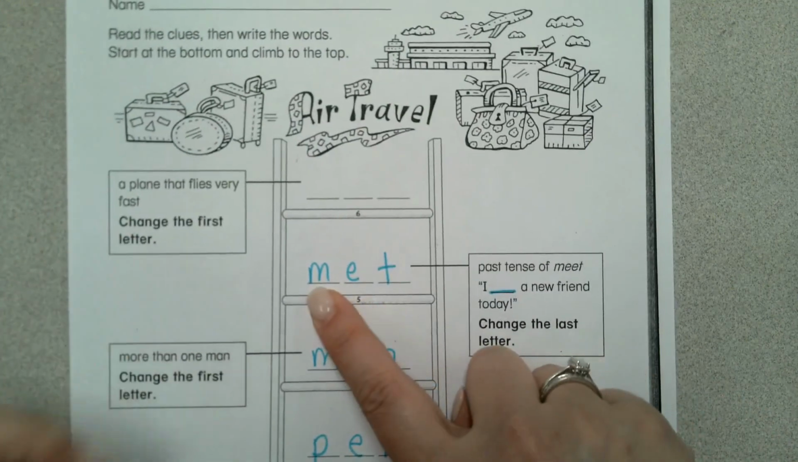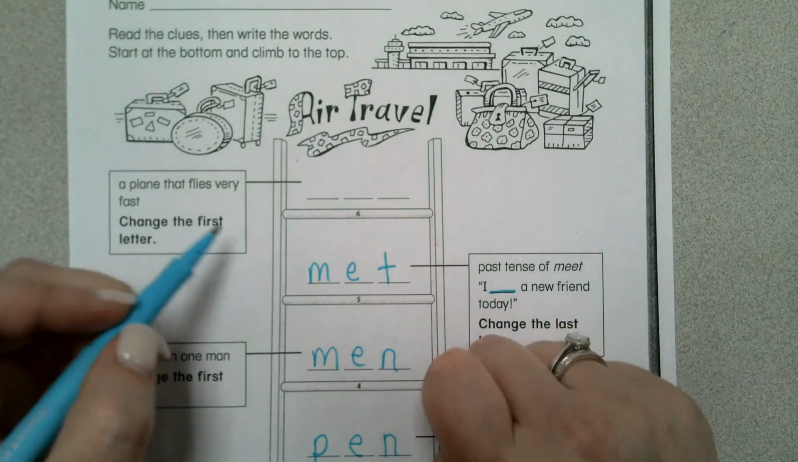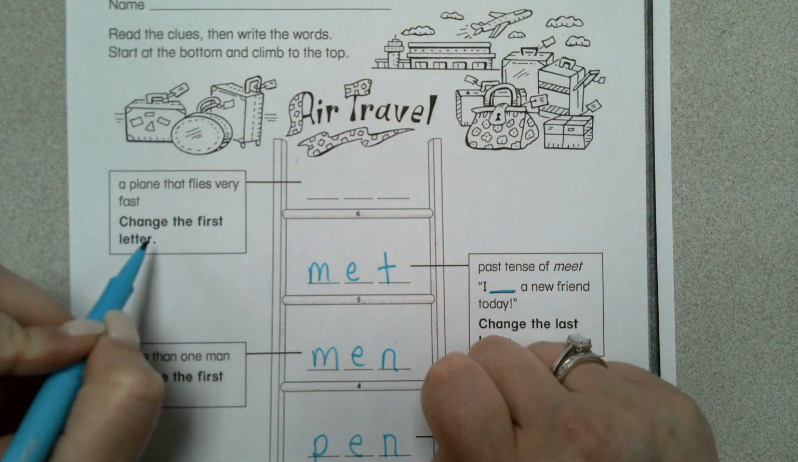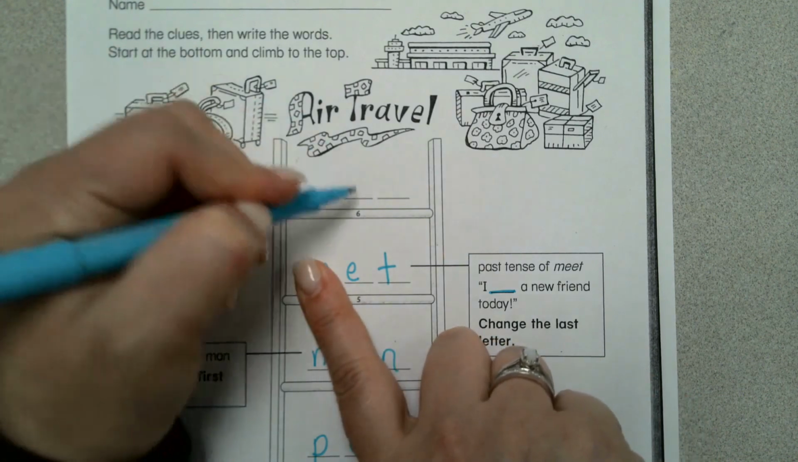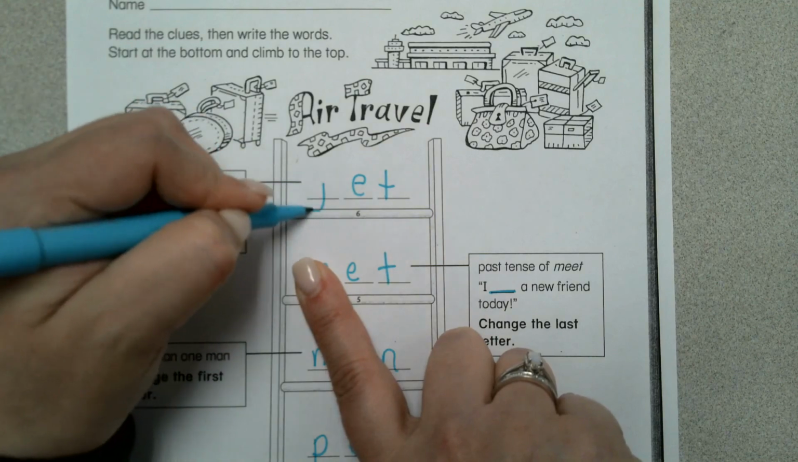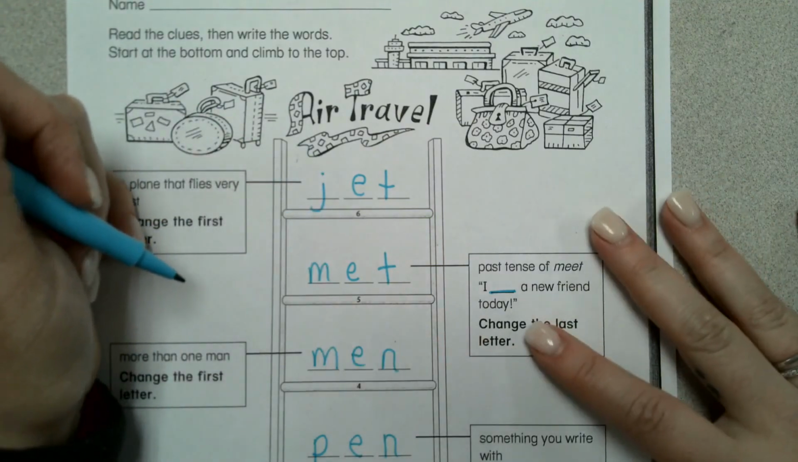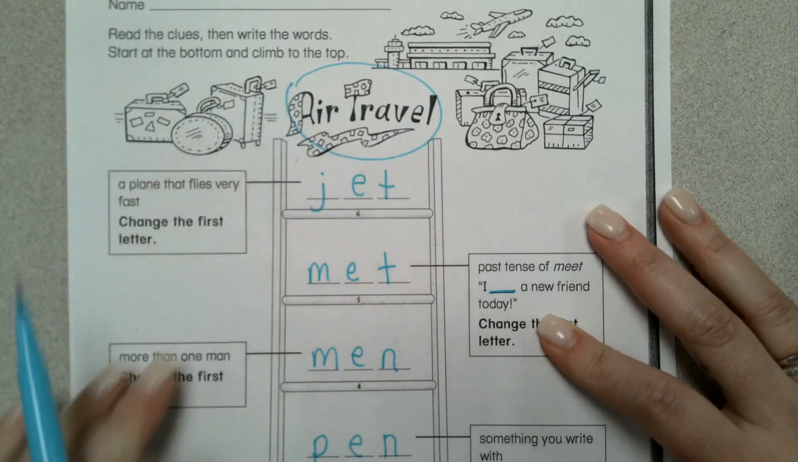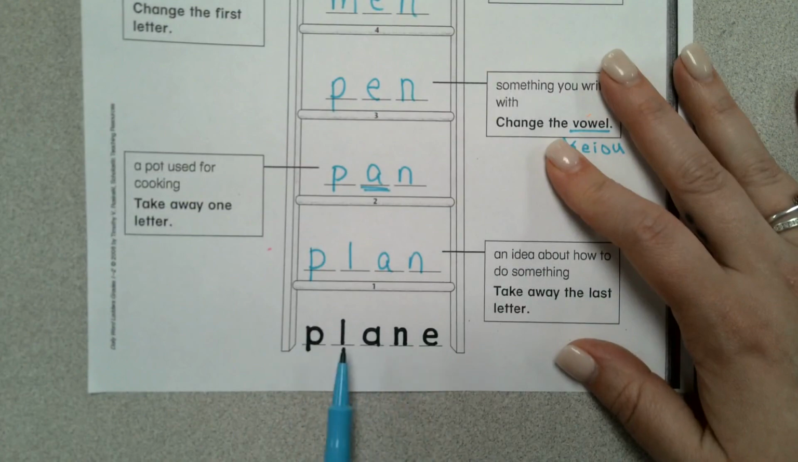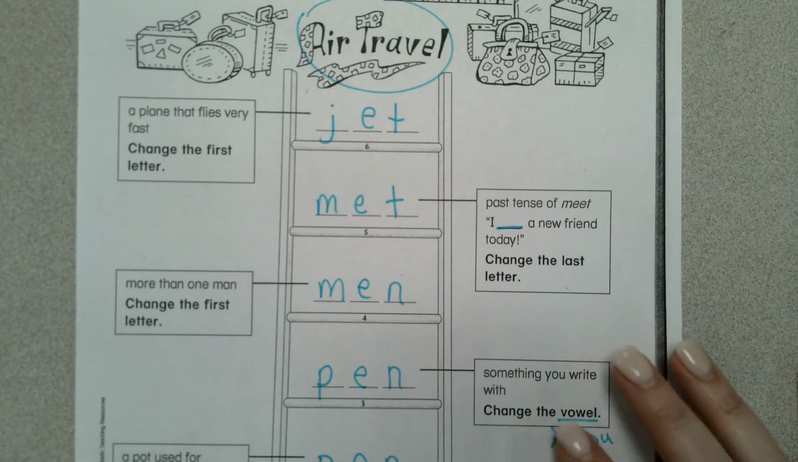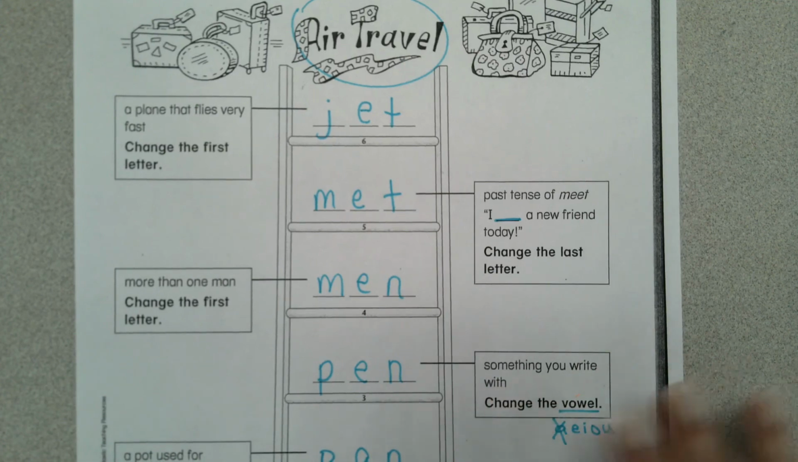All right, so now I'm going to use met to help me figure out the top one. A plane that flies very fast. Change the first letter. So if I change the first letter, I keep E and the T in the same spot. I know a jet flies really fast. Okay. Now remember I told you that our theme was air travel. So you could travel in the air with a plane, or you could travel in a jet. All right, now we're going to do one together, now that you have an idea of what this is like.